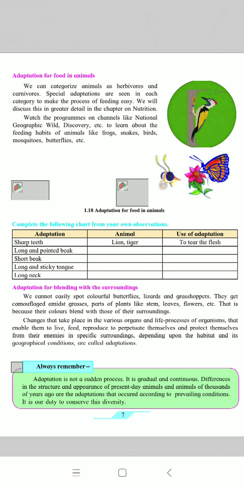Adaptation is not a sudden process. It is a gradual and continuous process. Differences in the structure and appearance of present day animals and animals of thousands of years ago are the adaptations that occurred according to the prevailing conditions. So dear students, all these animals and plants adjust for their survival because of the changes in their structure. All the changes in their body, or parts of the plants, make them comfortable in that atmosphere, in that surrounding, so that they can survive.